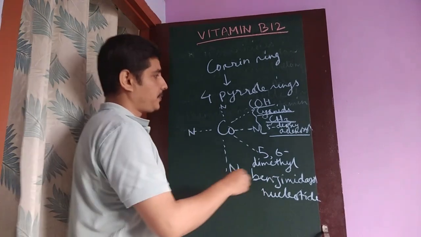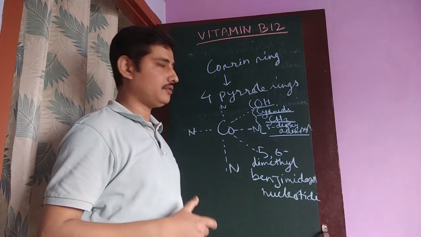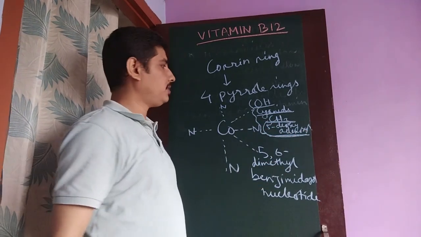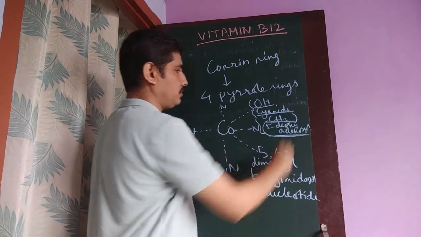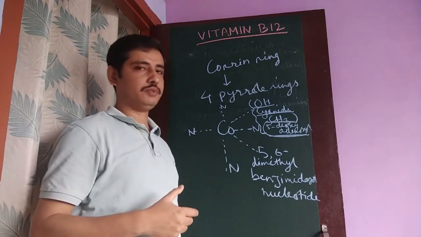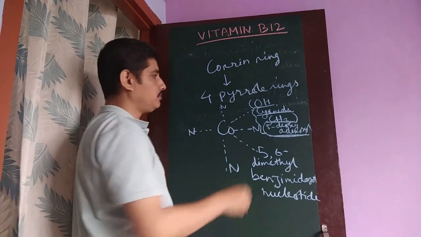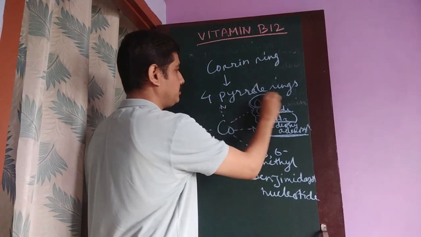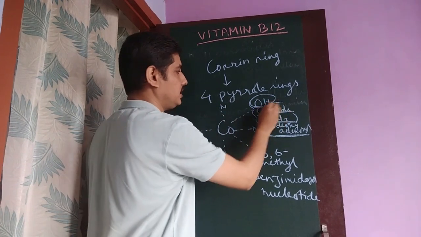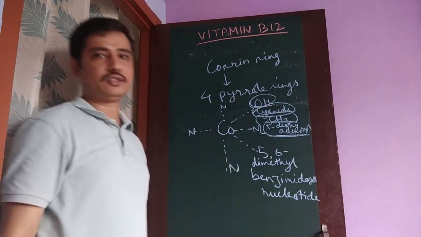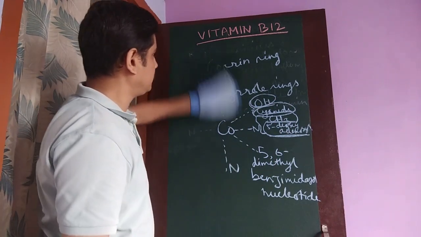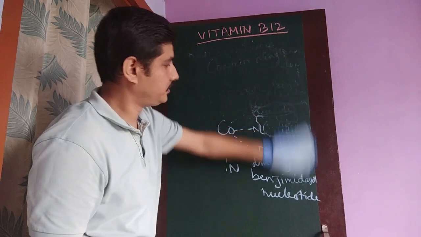In our body, in the cytosol, we have vitamin B12 in the form of 5' deoxyadenosylcobalamin, and in the blood we have it in the form of methylcobalamin. When we administer vitamin B12 to our body, the injectable form contains hydroxycobalamin, and the oral form contains cyanocobalamin. So this is all about the structure of vitamin B12.